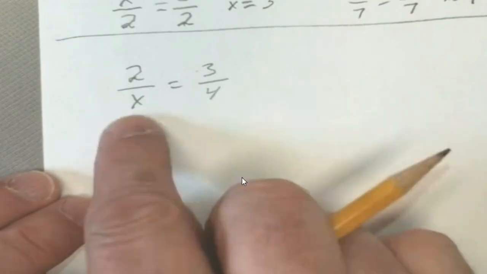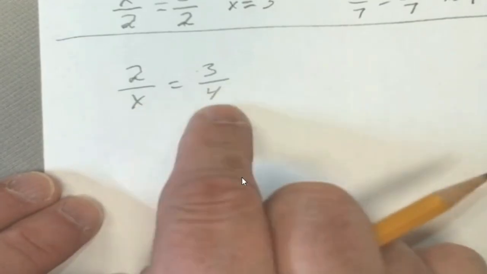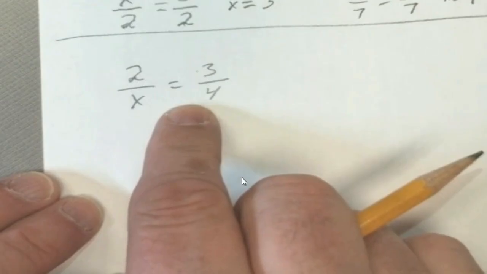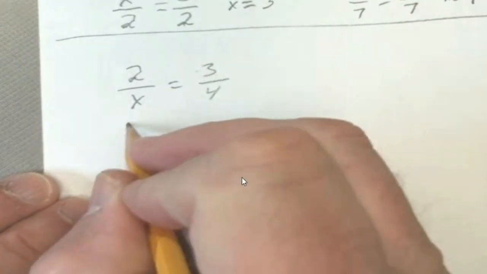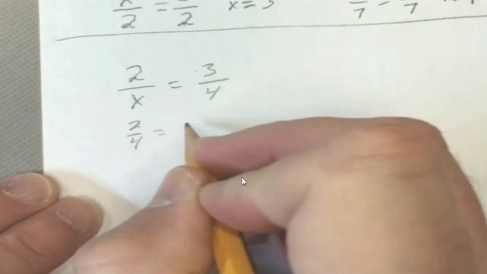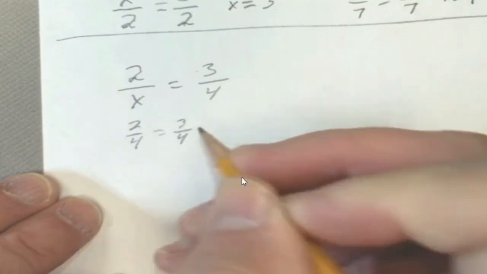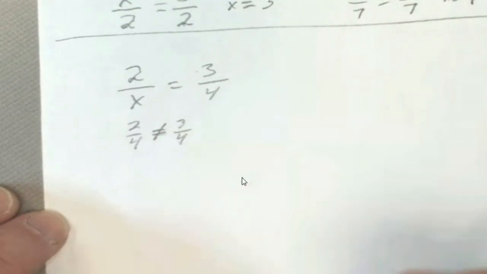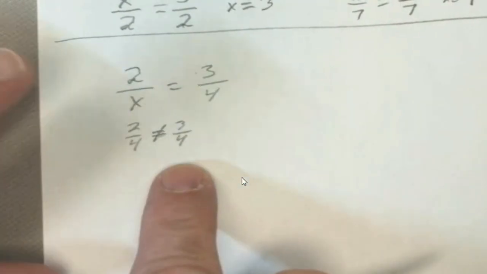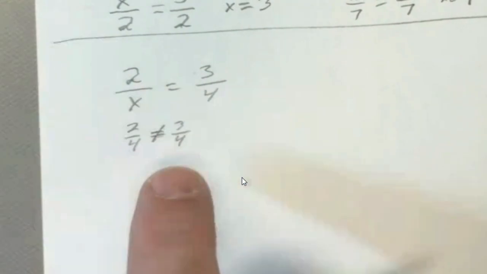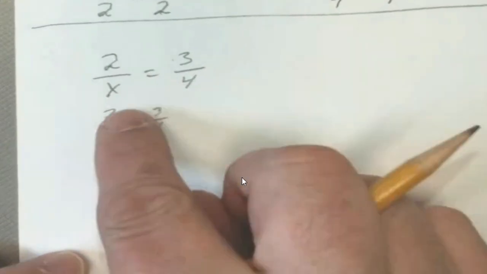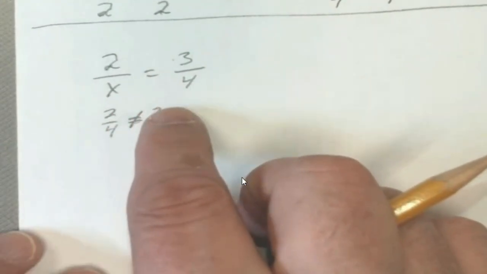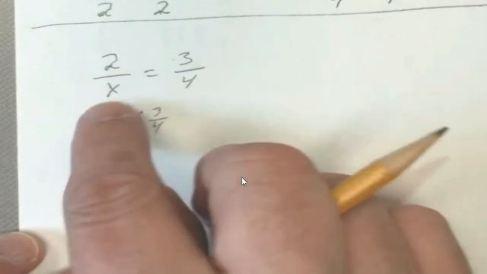You're tempted to look at that and say, well, x equals 4, right? So they're both the same. But then it would be saying 2/4 equals 3/4, and that's not right. That is not equal. 2/4 does not equal 3/4, so x does not equal 4. So to find out, it says we need to have the same denominator.